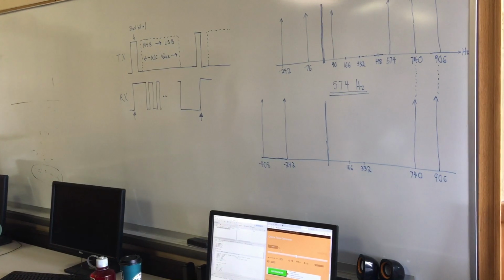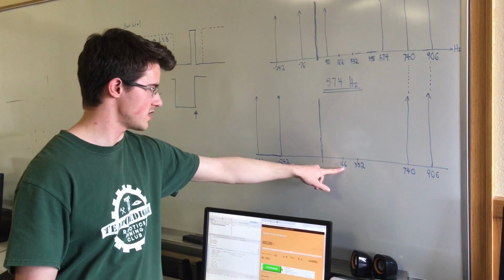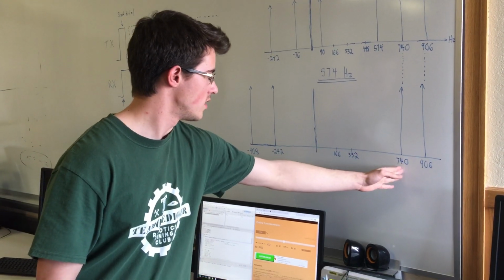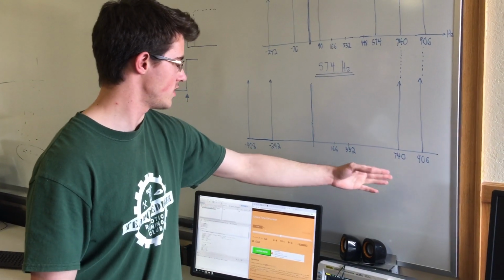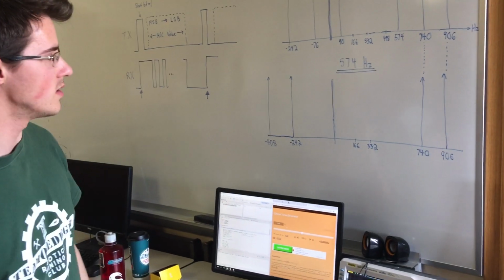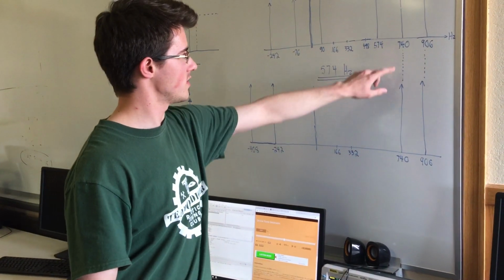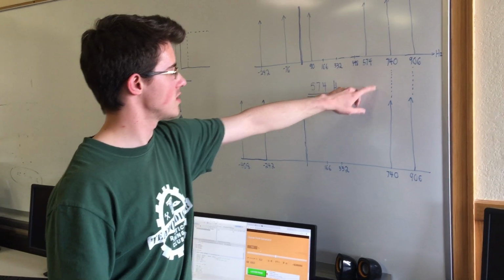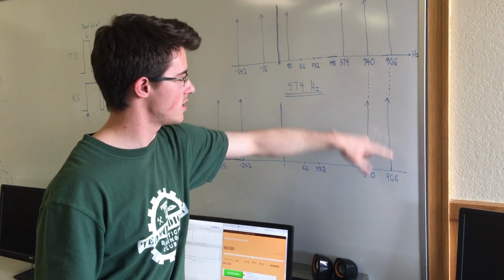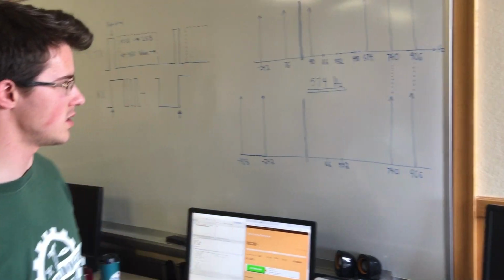So doing the same sort of thing for the 574 hertz signal, once again we have our sampling frequency at 166. If we add 574 to that, you notice you get 740. If you keep doing that, you get 906. And so what you notice here is that we have a 740 hertz part of the spectrum that's similar, and this 906 hertz part of the spectrum that's similar.